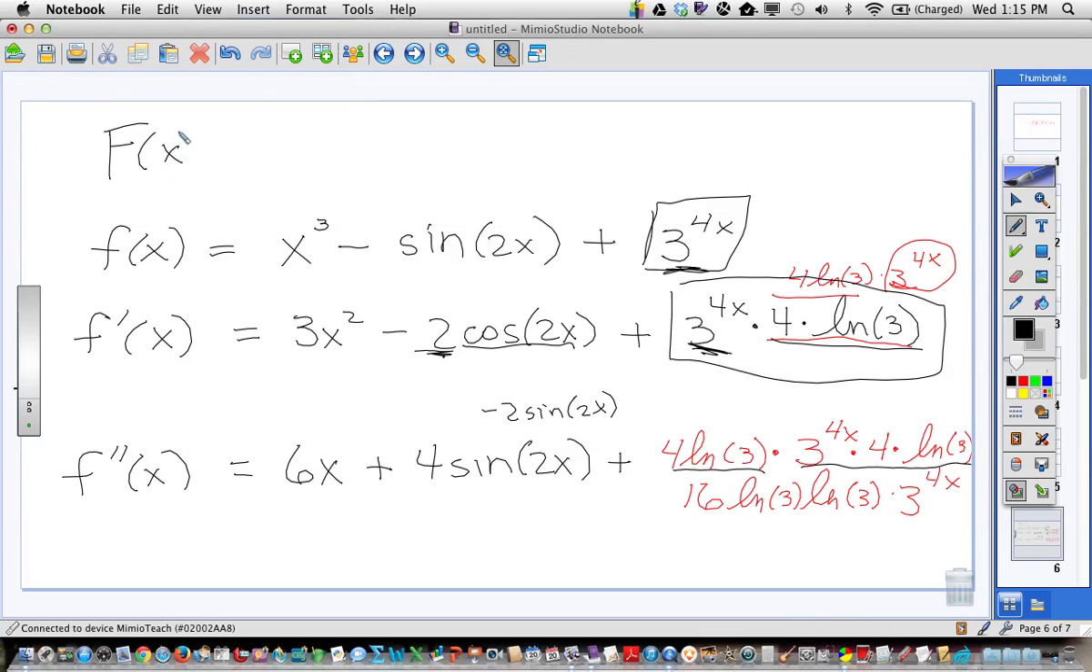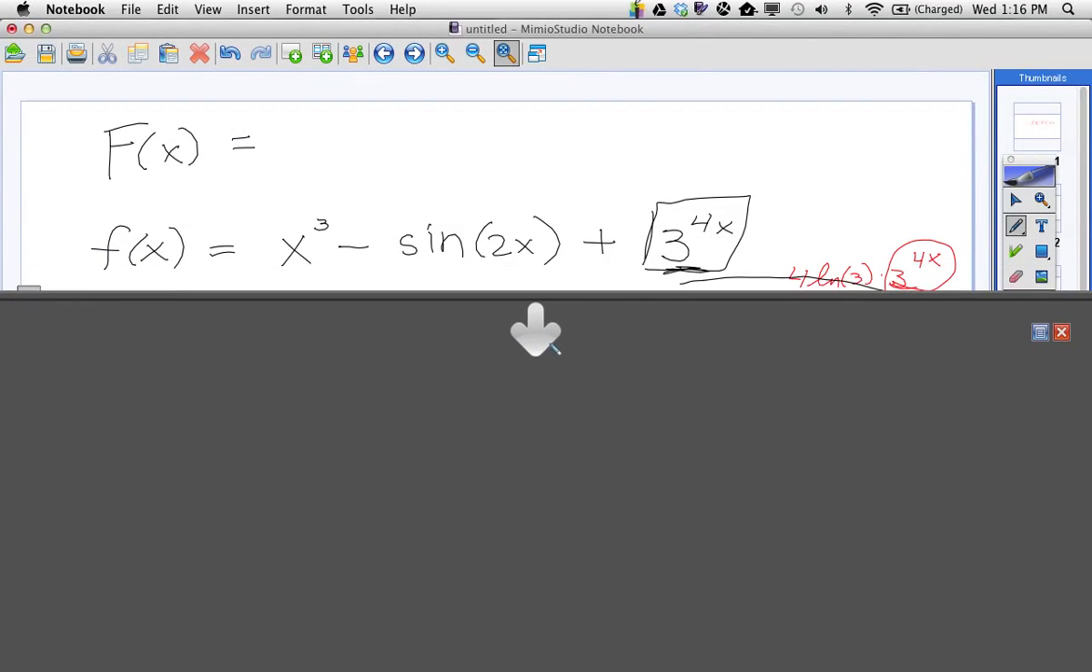Now do big F of x. The antiderivative. It sounds so ominous, like the dark side or something. Okay, so big F of x.